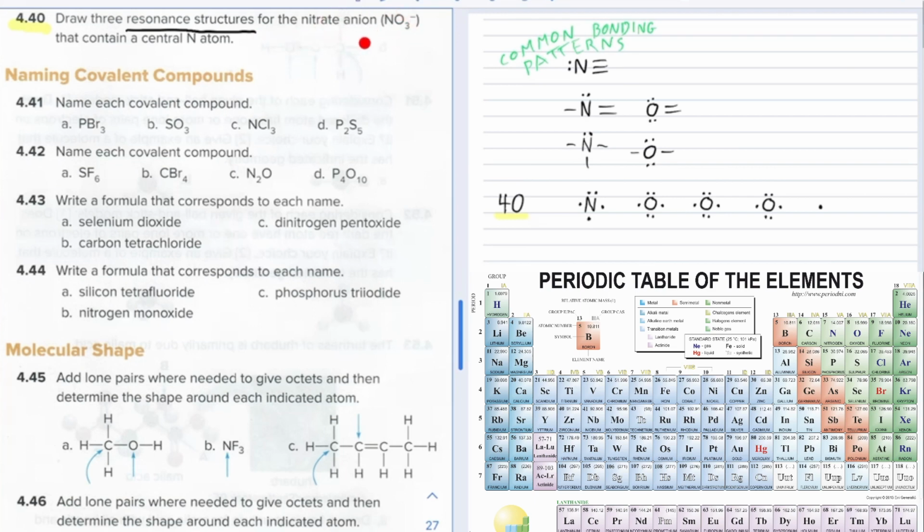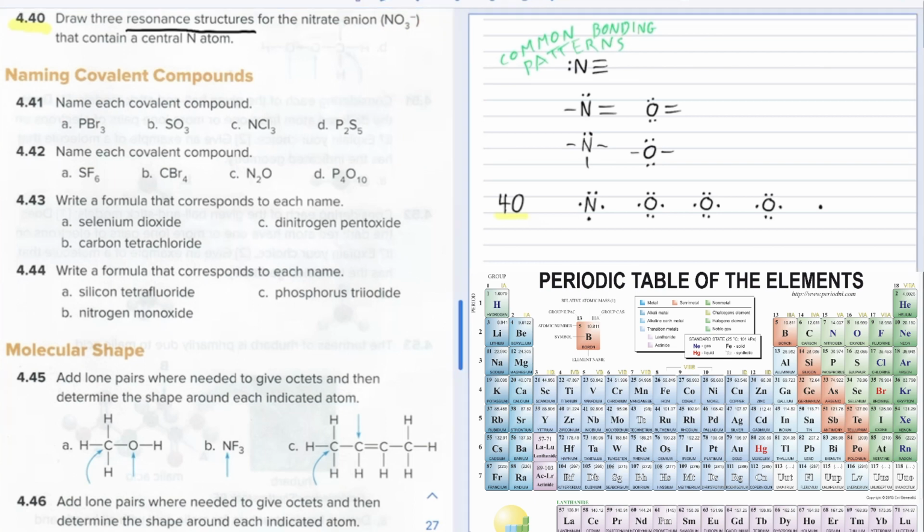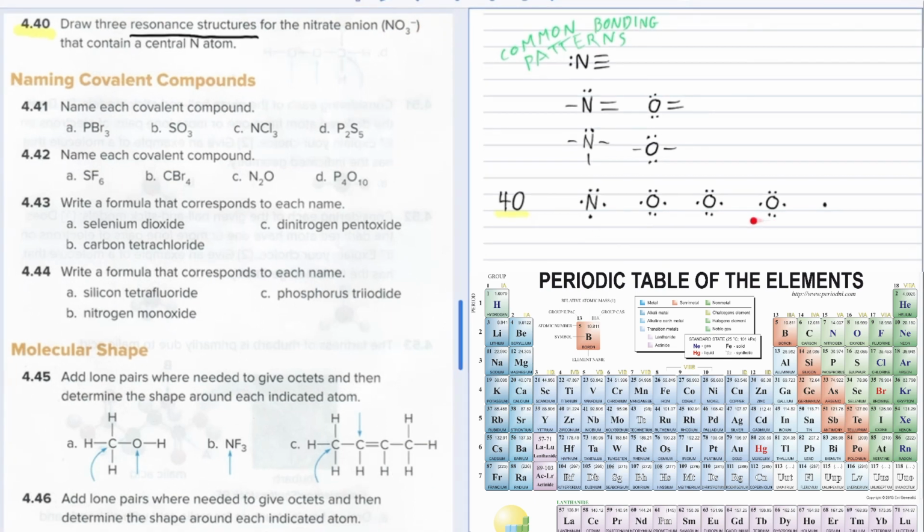Let's just get the first one. That's the major hurdle. And then once you have the first one, getting the other resonance structures is usually simpler. So here we have a nitrogen, 3 oxygens, and don't forget that extra electron, the negative charge. So here are the pieces of the puzzle.